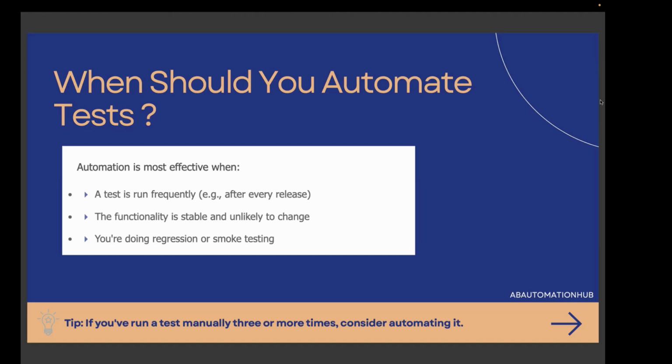So that is what we have mentioned here. It is more effective when tests are run frequently, for example, after every release, the functionality is stable and unlikely to change, and then you're doing regression or smoke testing. But here's the important thumb rule. If there's a test which you are going to run more than, let's say, 3 times and the feature is not changing much, then it's probably worth automating. Otherwise, there's no sense in automating that test. It will be just extra effort for you. You're just creating extra more work for yourself.